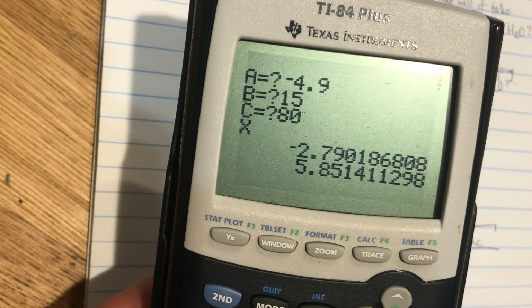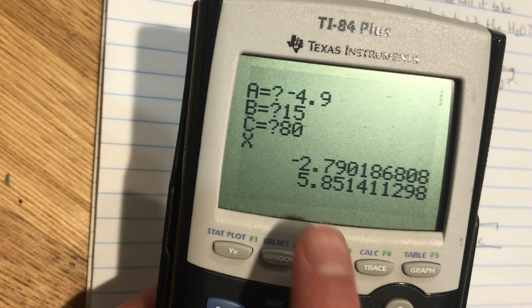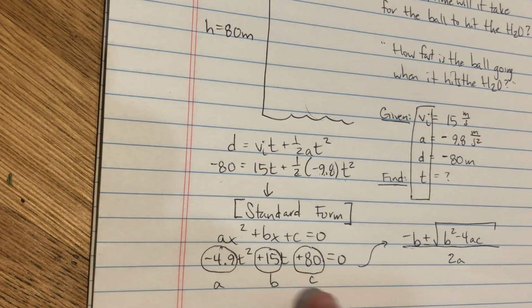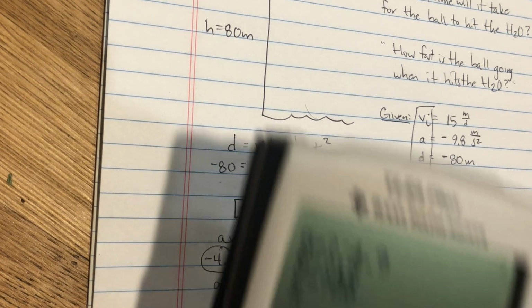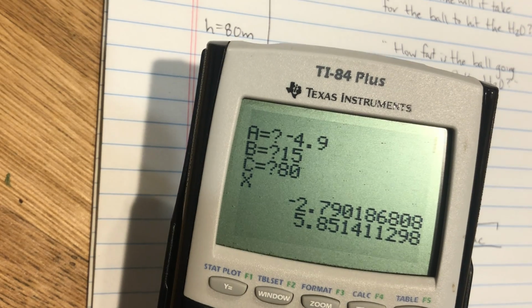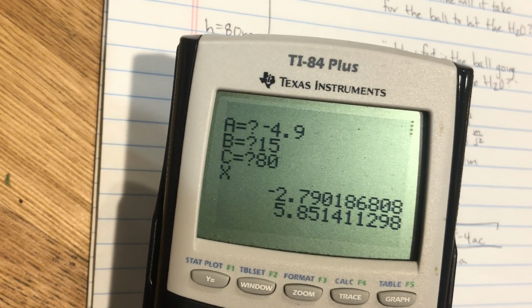And here's one of the examples where you have to kind of separate the pure math from the physics application of it. Negative 2.79 is an appropriate value you can substitute in for t to make this equation true. But since we know in this real life scenario, t represents time, we can't have negative time. So the time the ball's in the air must be about 5.85 seconds.